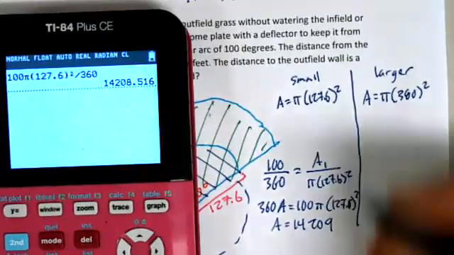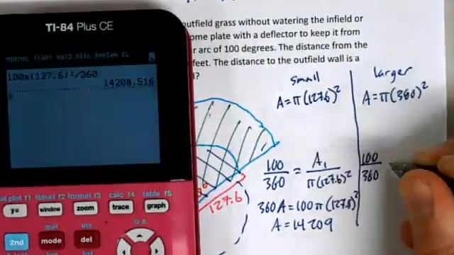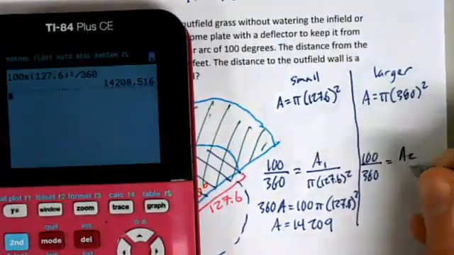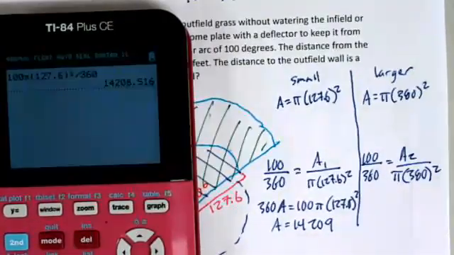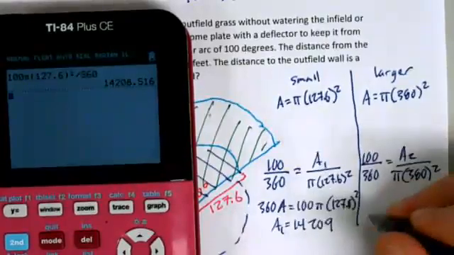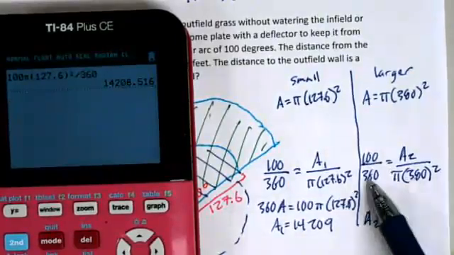All right, let's do the other one. It should be the same setup because it's still 100 degrees. I'm going to call it A2 this time. And I think this time I'm just going to jump straight to my final answer. I'll end up multiplying this and dividing it by this.